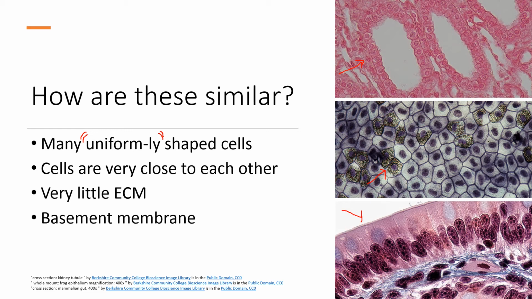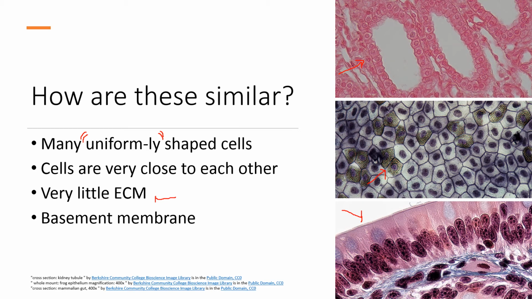The other thing we're going to look for is that the cells are going to be very, very close together. They're so close together that their plasma membranes look like they're shared by two cells. So there's going to be very, very little ECM, if any, to separate the cells. And that is very classically a characteristic of epithelial cells, and it kind of hints to their function as being protective.